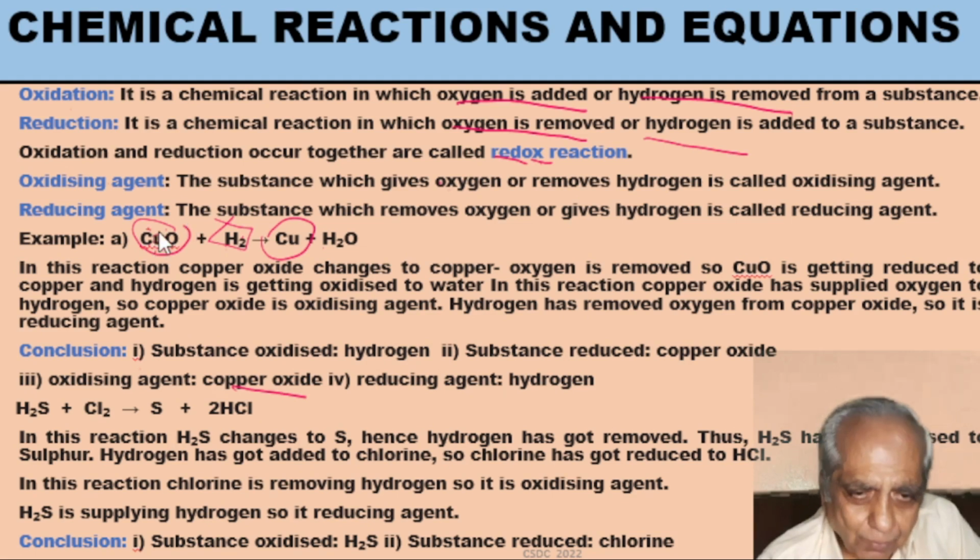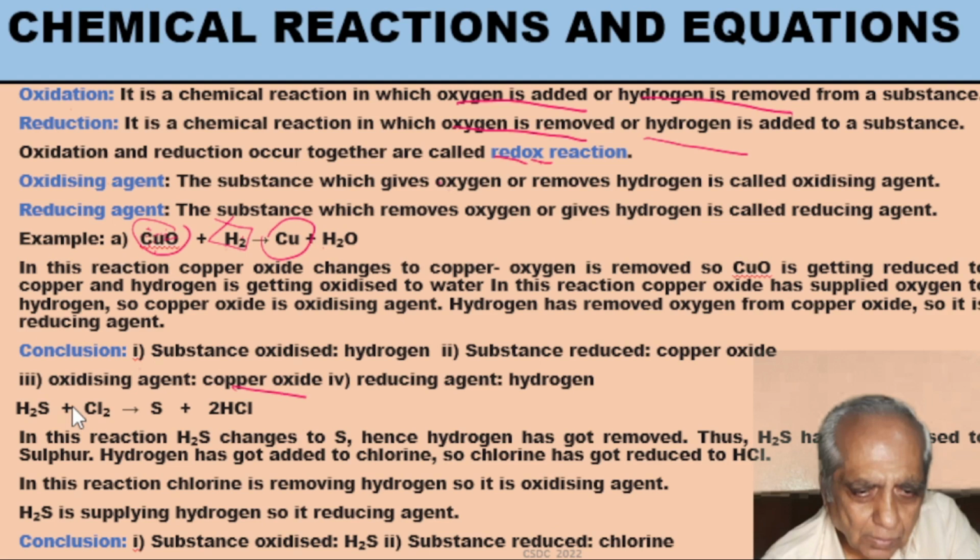But when it is supplying oxygen, it itself will get reduced. So just learn this: any oxidizing agent will get reduced, and any reducing agent will get oxidized. So if you know any one thing, you can say the other. If I say substance X is getting oxidized, what does it mean? It means it is a reducing agent. Now see another example.